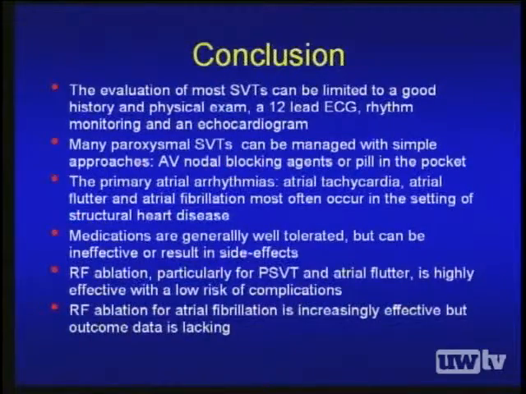So in conclusion, the evaluation of most supraventricular tachycardias can be limited to a good history and physical exam, a 12-lead ECG, rhythm monitoring, and an echocardiogram for most individuals. Many paroxysmal SVTs can be managed with simple approaches, such as AV nodal blocking agents or the pill-in-the-pocket approach. The primary atrial arrhythmias, such as atrial tachycardia, atrial flutter, and atrial fibrillation, most often occur in the setting of structural heart disease. Medications are generally well tolerated, but can be ineffective, or if you're up in the level of the 1C or class 3 antiarrhythmic drugs, can result in significant side effects.